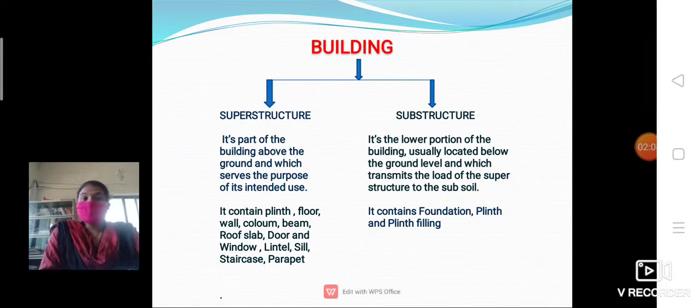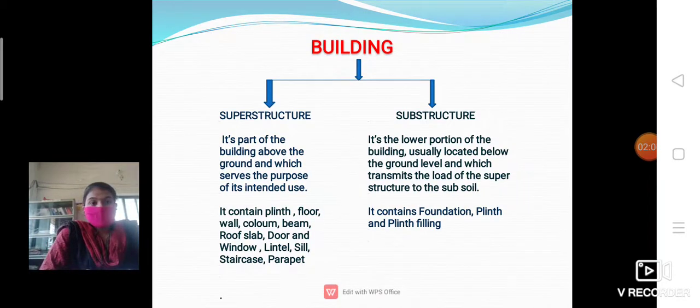So what is the superstructure? It is the part of the building above the ground level, which serves the purpose of its intended use. Then what is the substructure? It is the lower portion of the building, usually located below the ground level, which transmits the load of the superstructure to the subsoil.